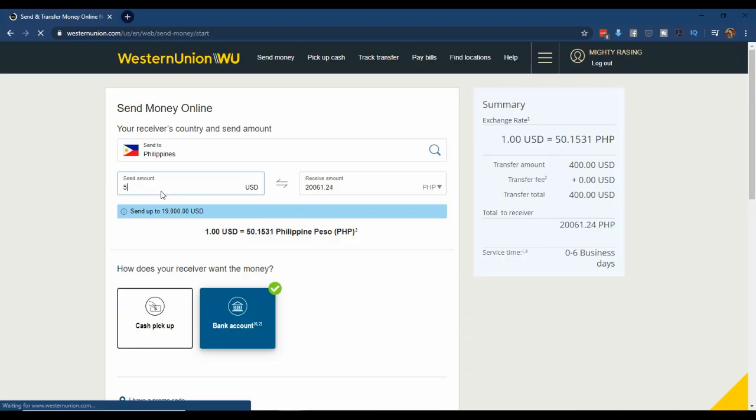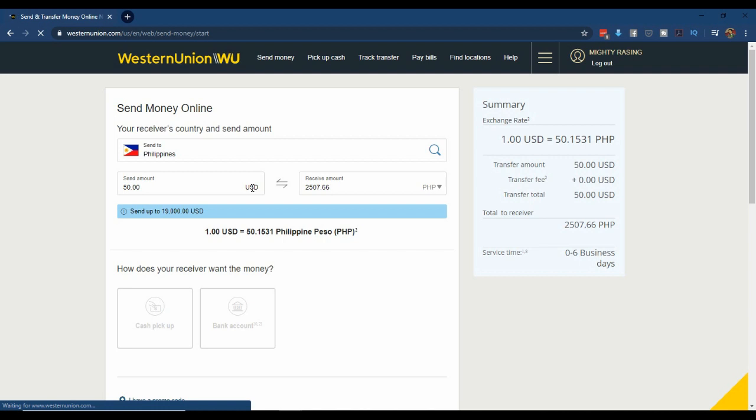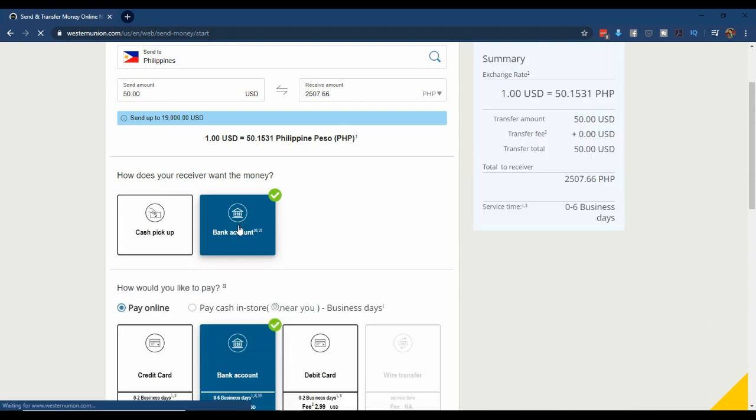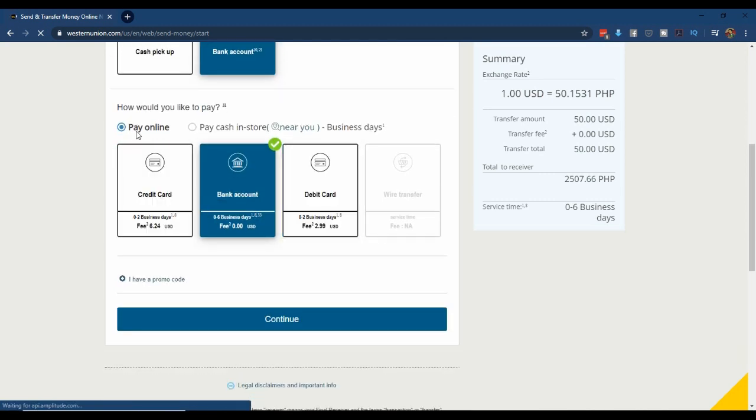Your recipient can receive the money in a bank account or they can pick up at an accredited Western Union agent. In the Philippines, there are so many Western Union agents. They could be banks, or if you go to the mall, there should be signs there that says Western Union.